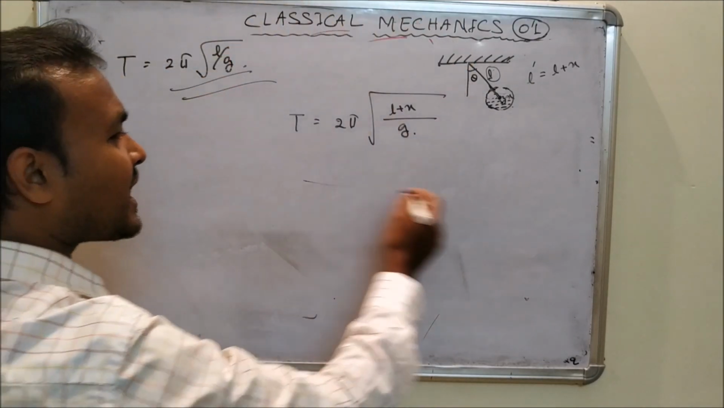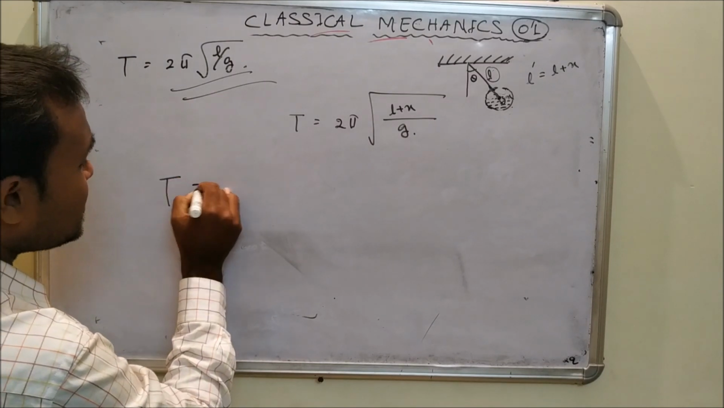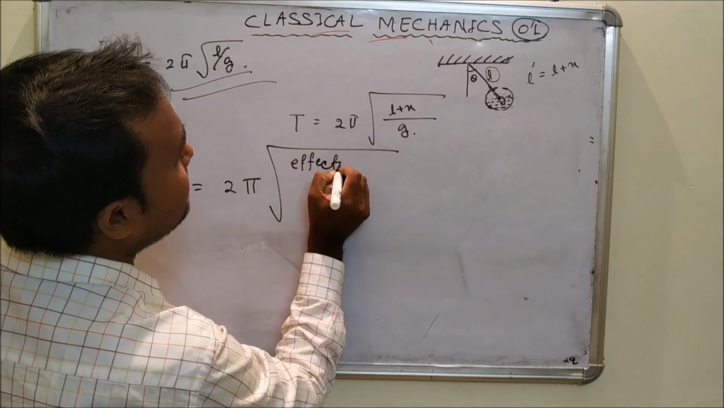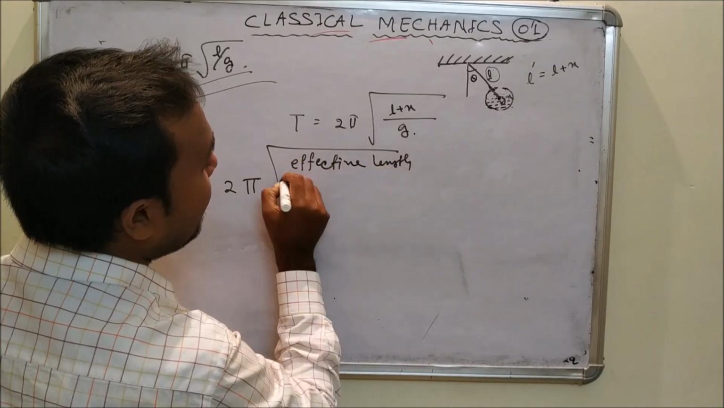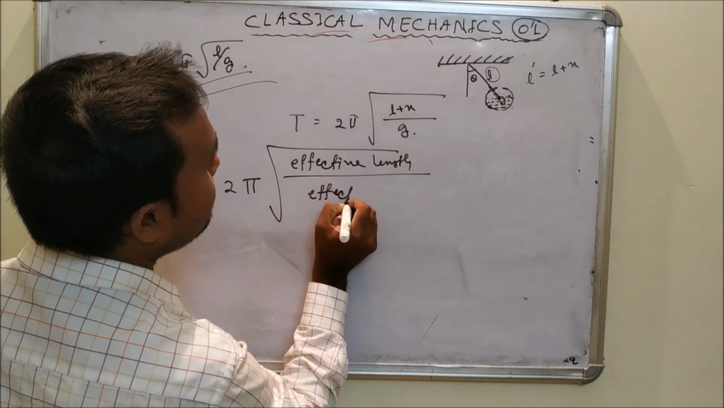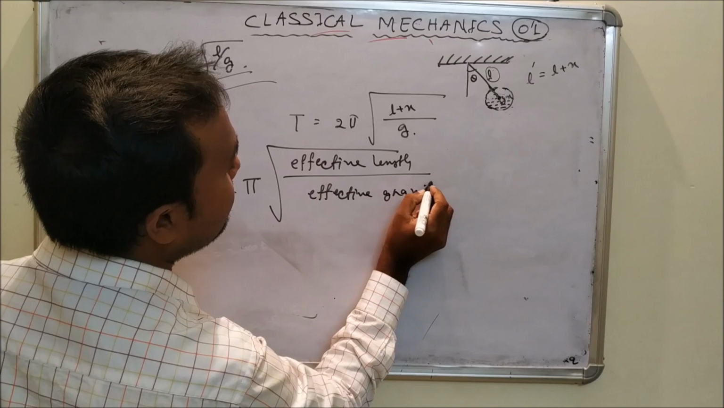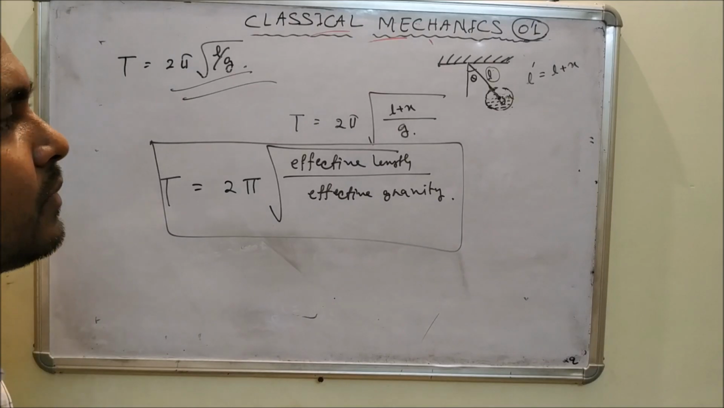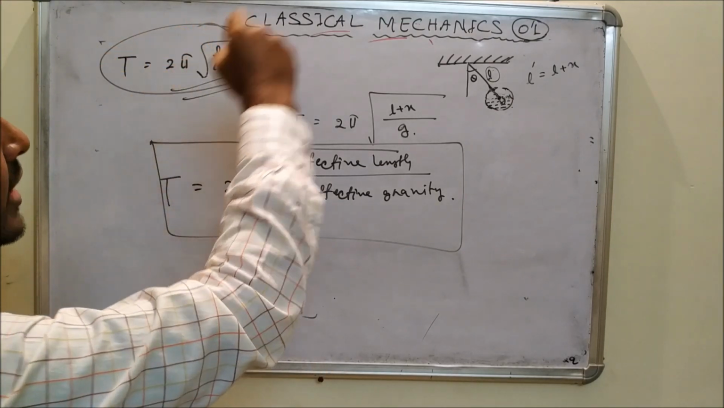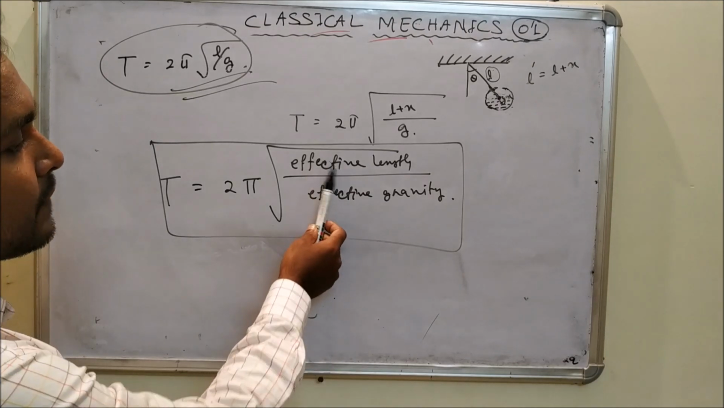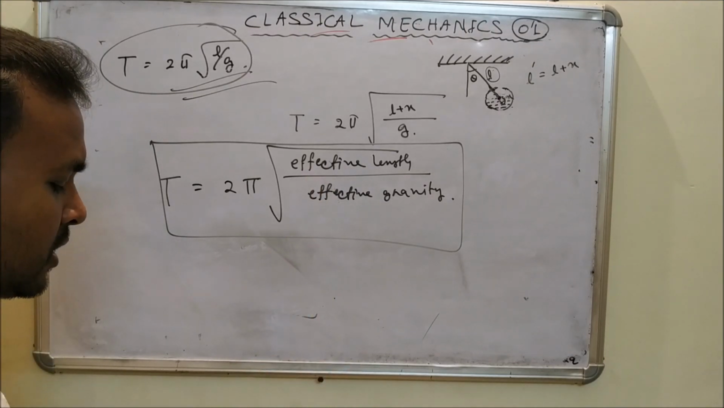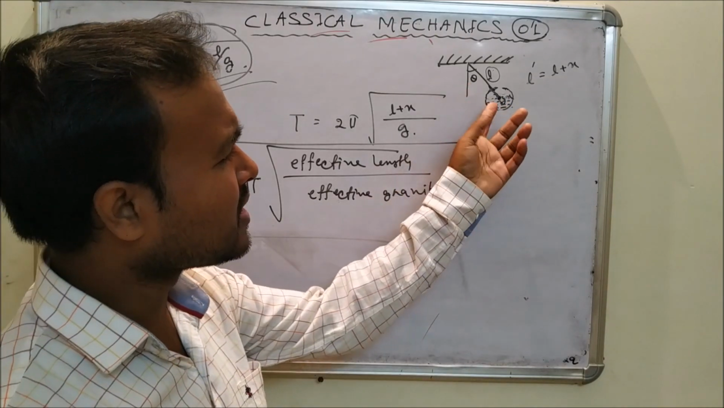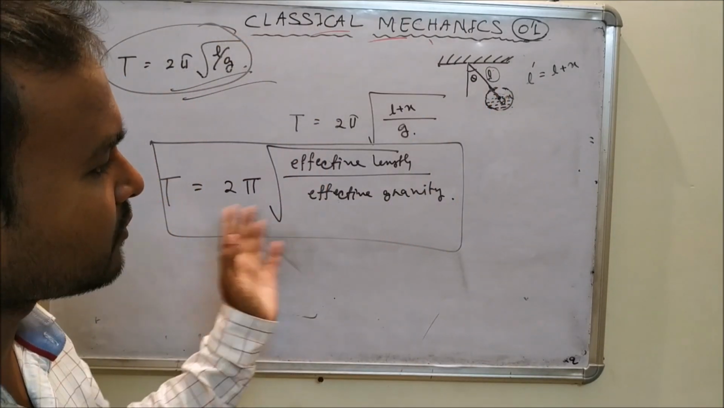So from all this calculation, what I can say is that T is nothing but T equal to 2π root of the effective length over the effective gravity. This formula we have to remember. Directly we cannot say this formula will be correct in any condition. Depending on the situation, whether you are putting in another condition, or whether the center of mass is shifting or not, this type of problem can be asked.